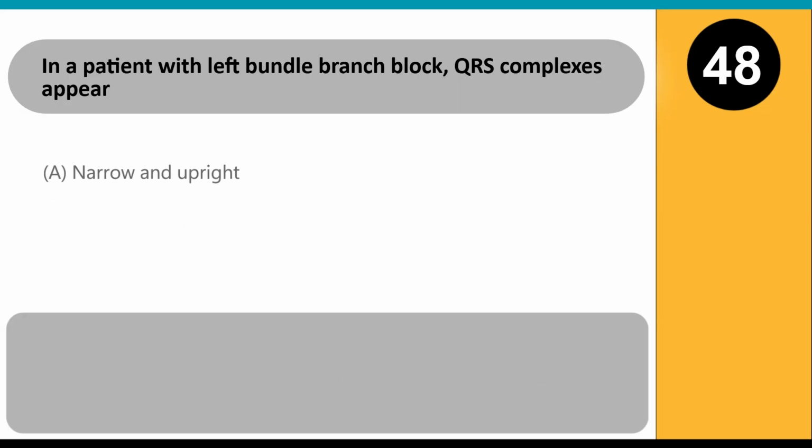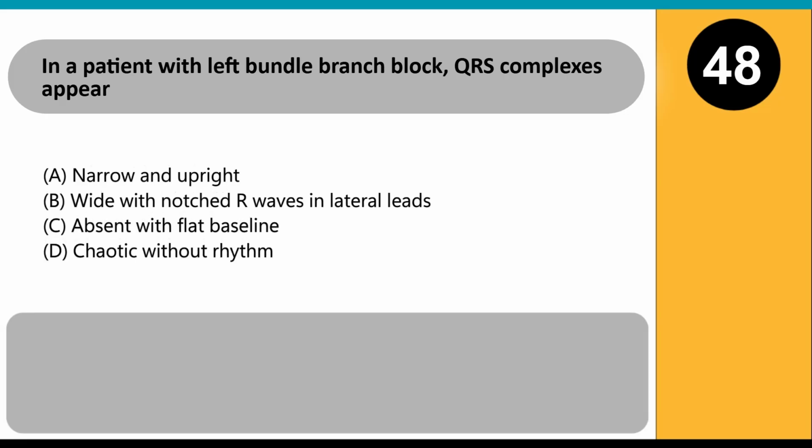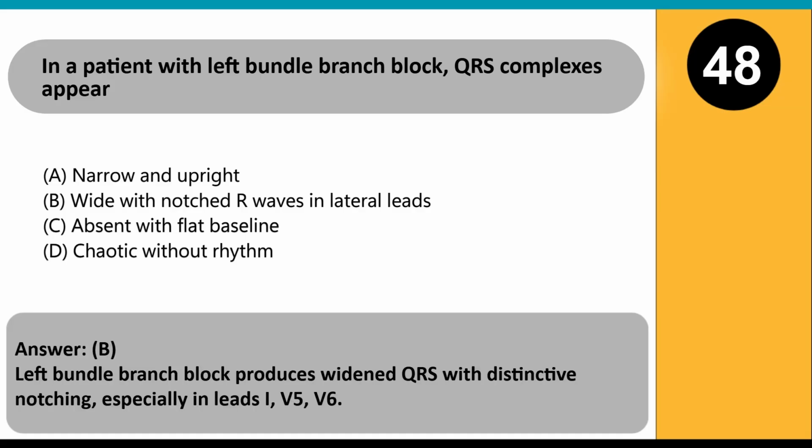In a patient with left bundle branch block, QRS complexes appear: A. Narrow and upright. B. Wide with notched or M-shaped waves in lateral leads. C. Absent with flat baseline. D. Chaotic without rhythm. Answer B. Left bundle branch block produces widened QRS with distinctive notching, especially in leads I, V5, V6.